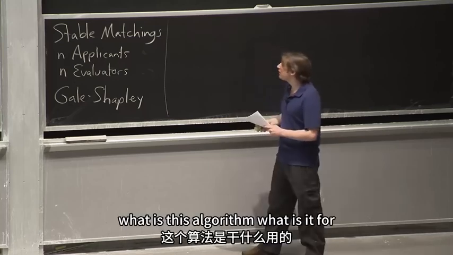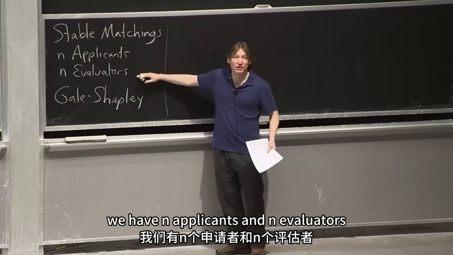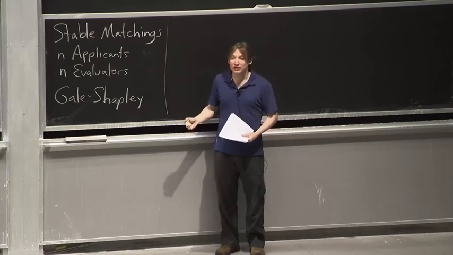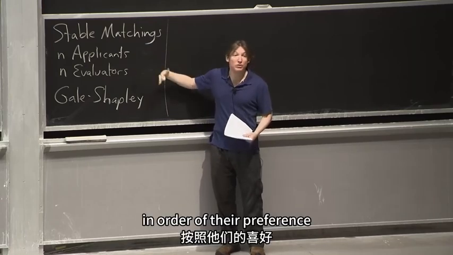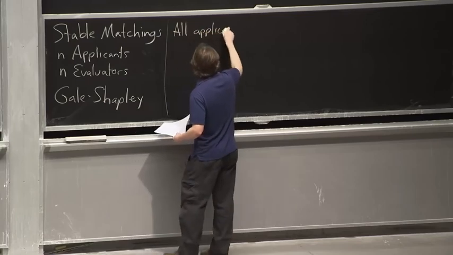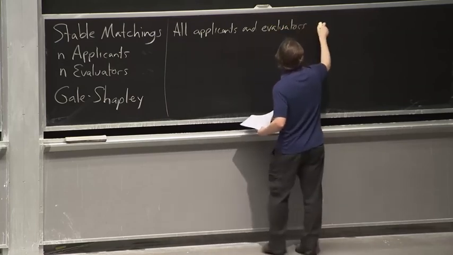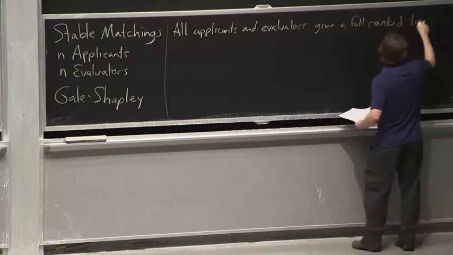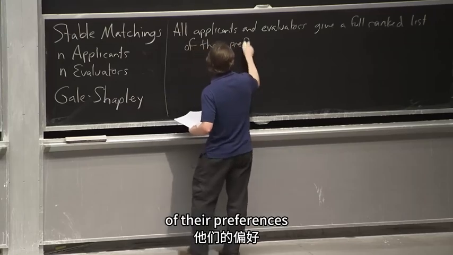So, what is this algorithm? What is it for? As I said before, we have n applicants and n evaluators. Each of them is going to give a preference ordering for all n of the opposite parties, in order of their preference. So all applicants and evaluators give a full ranked list of their preferences.